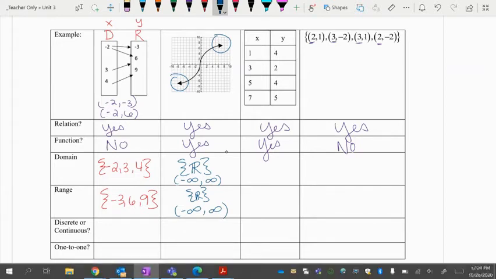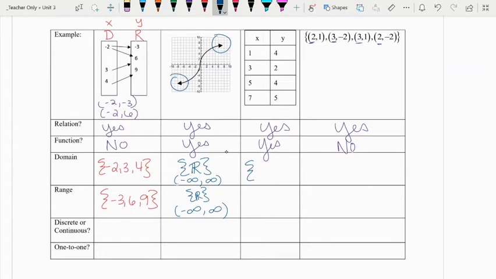For the next one, our domain are our x values, so 1, 3, 5, 7. And our range, this one is out of order and there's repeats, so we need to make sure that we write it out as 2, 4, 5. All right, increasing order, no repeats. Same thing with the last one. Our x values are 2 and 3, and our y values are -2 and 1. Okay, I don't need to write any repeats, and it needs to be in increasing order.